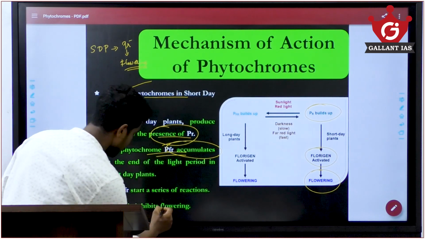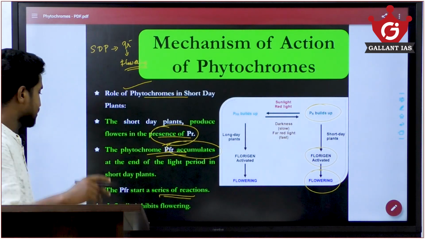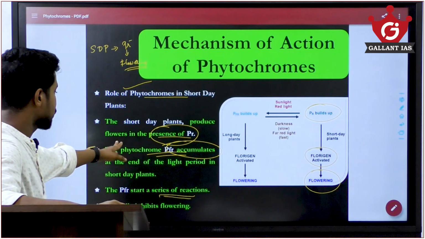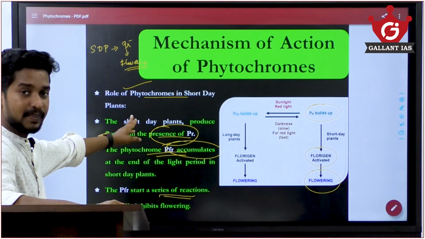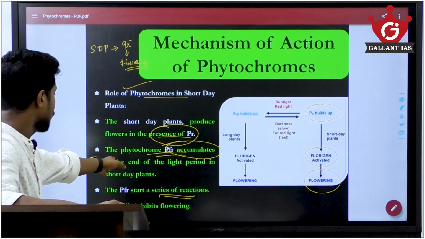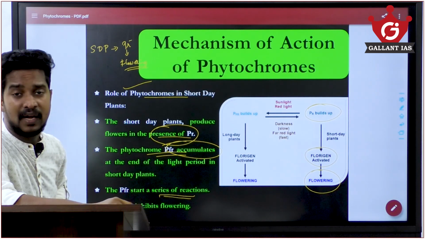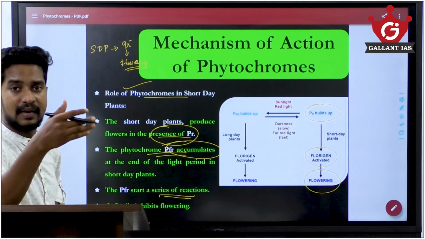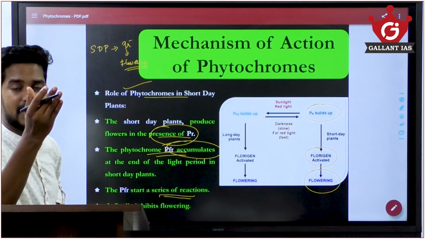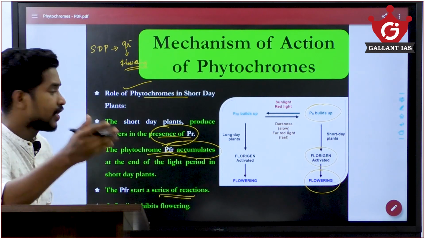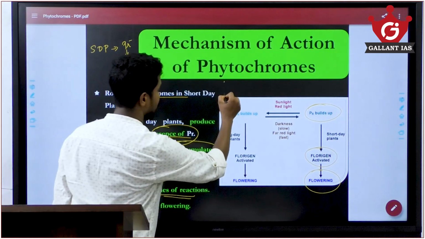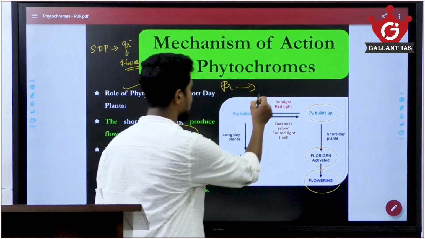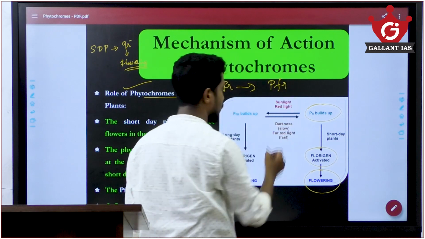Okay, then the PFR starts a series of reactions and then it inhibits flowering. The phytochrome far red accumulates at the end of the light period. So at the end of the light period, that means during the light period, the PR, when they absorb light. Okay, during the light period, we already mentioned that PR when it absorbs red light, it is converted into PFR.